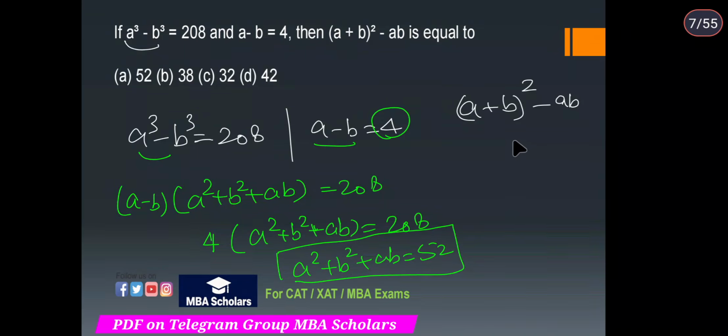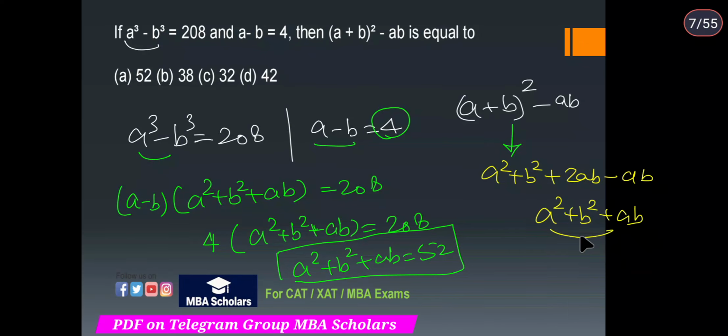Now if I look at this expression and open it, you'll be surprised that we are very close to the answer. This is a square plus b square plus 2ab, and this is minus ab. So this is a square plus b square plus ab. Still we are getting the same result. I hope it is clear. So it is not just putting in values; you need to put in a little effort so that you can reach the answer in an easy manner. So 52 is the right answer.